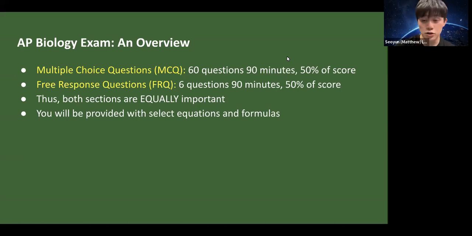This means that both sections are equally important because each section is about half of your entire exam score. This is quite unique because you might know some exams like AP English Language, where the weighting for FRQ is significant as compared to that of MCQ, but that's not the case for AP Biology. Both sections are equally important.